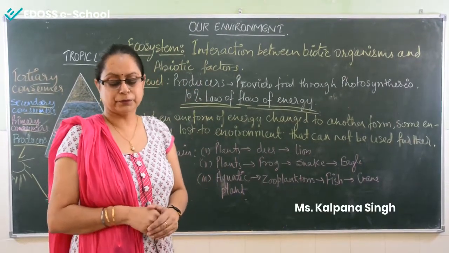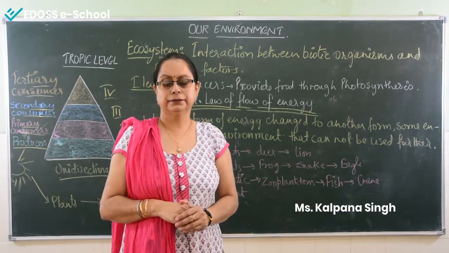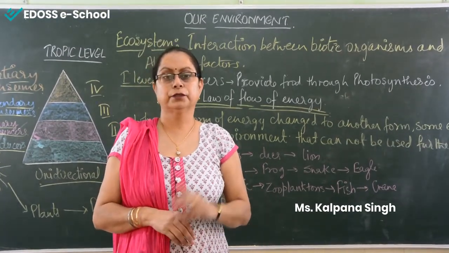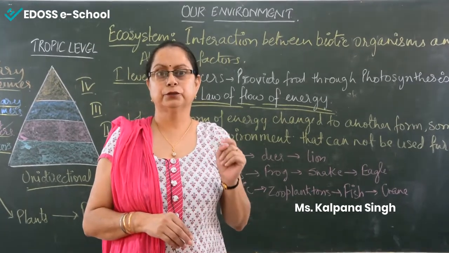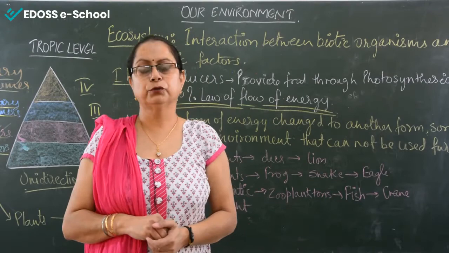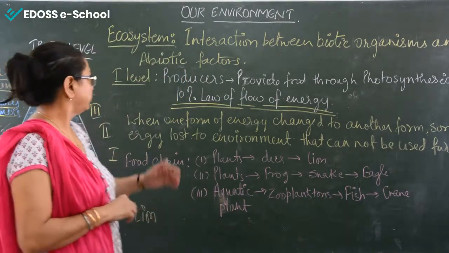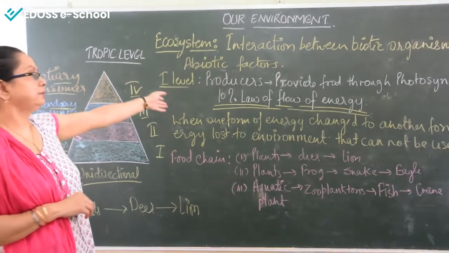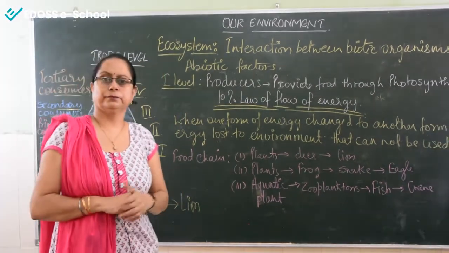Today we'll take chapter 15 of class 10, that is our environment, and from this chapter I'll just take two topics. First is the trophic level and another is the 10% law of the flow of energy. So first of all we'll take the trophic level, but before trophic level we'll discuss what is an ecosystem.